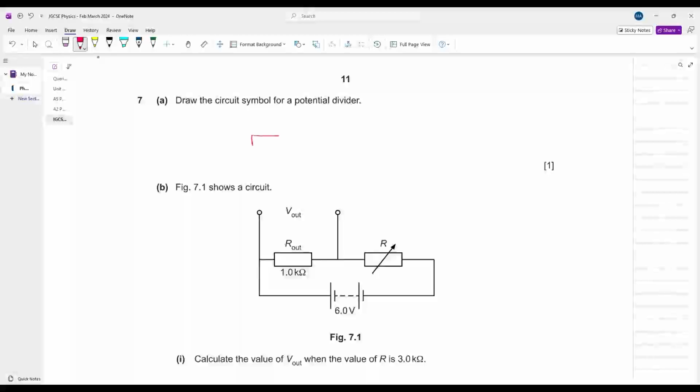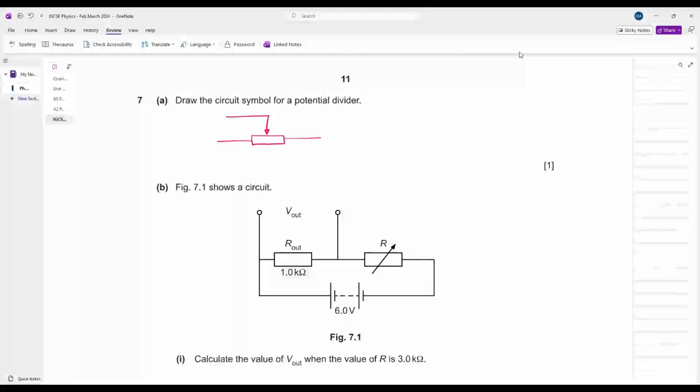How will you do that? Like this, like this, like this. And what is the most important part of a potential divider? You have a sliding contact. इस तरह से भाई. ठीक है.